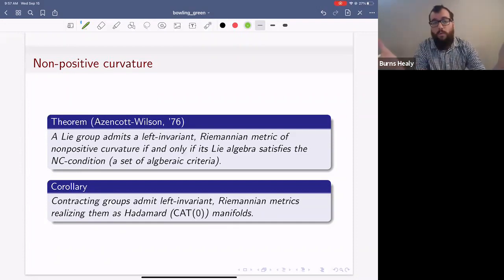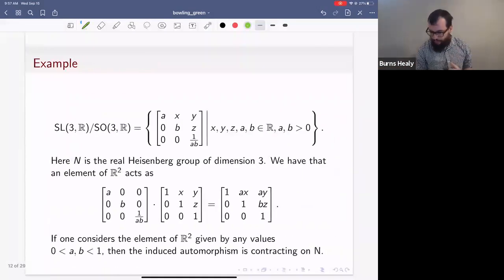Okay, so these contracting groups are not hyperbolic, but are CAT(0). So what does that mean? That means we get access to a whole bunch of geometric tools to study them. Okay. Let me give you a quick example of a contracting group which is not a Heintze group. This will also come from the world of symmetric spaces.